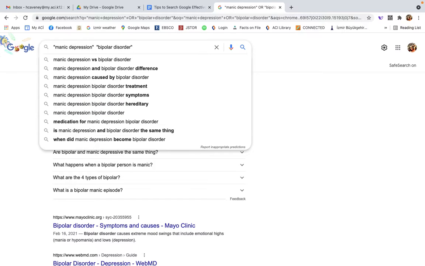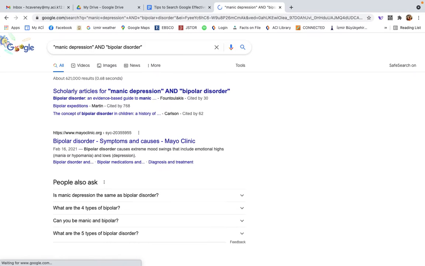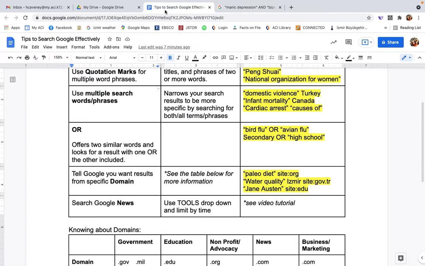If I were to put and, I'm going to have much less because that's looking for websites that have both terms on them. So this is only 621,000, all right? I believe many years ago it was called manic depression, but in modern times it's now called bipolar. So you can use or if you are unsure which term and you want results.